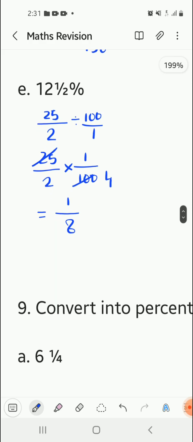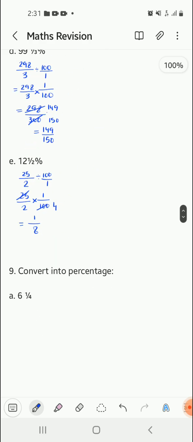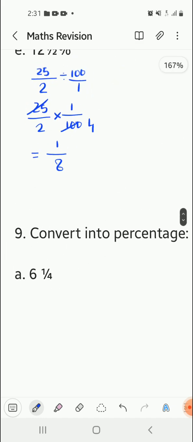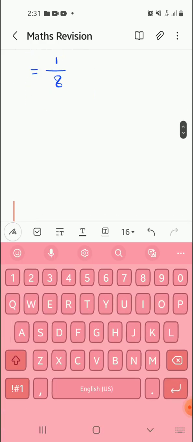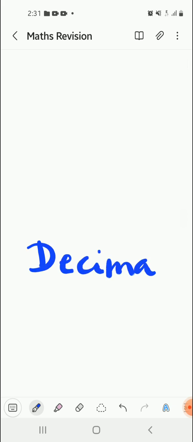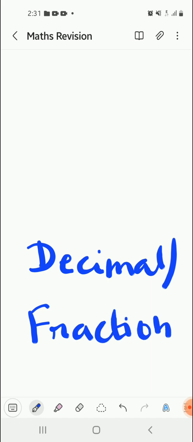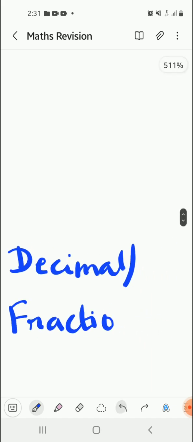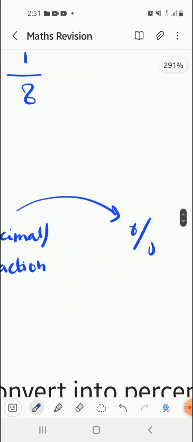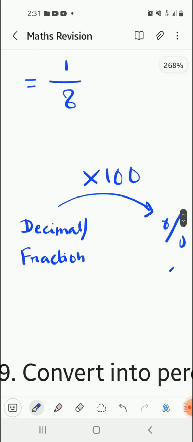Now once you have done with this, we are going to move to the next question. Convert into percentage. Now 6 1 by 4. We have to convert this into percentage. Always remember a simple basic rule: if we want to convert a decimal or a fraction, it doesn't make a difference, both are the same, only the representation is different. So if you're going to convert a decimal or a fraction into percentage, always remember we have to multiply it by 100, and vice versa we have to divide it by 100. So that's what we have done.